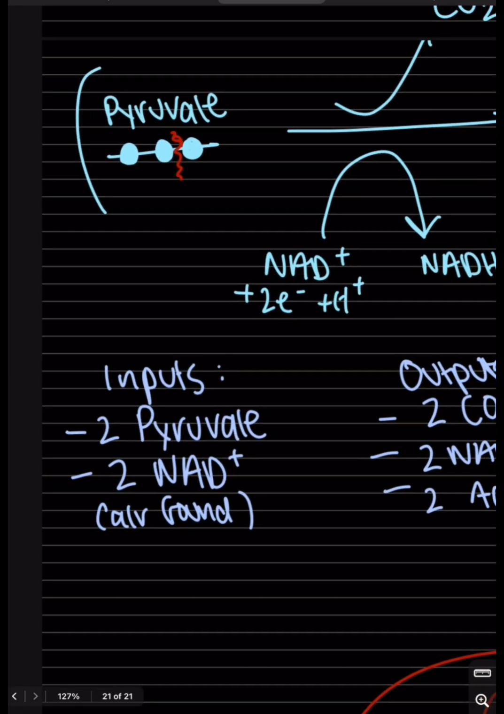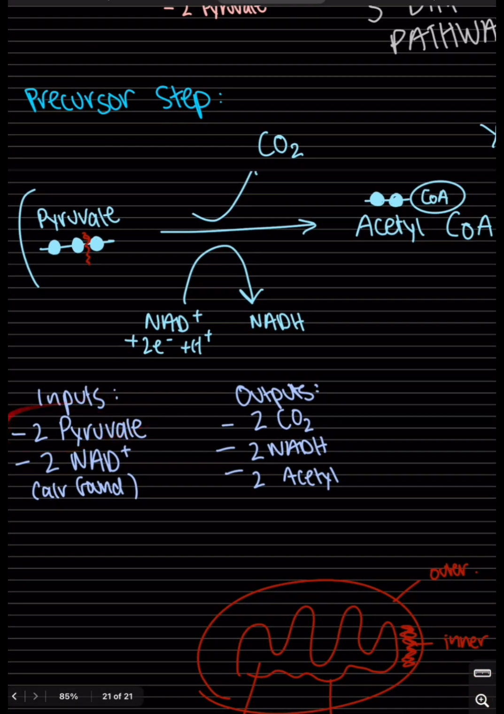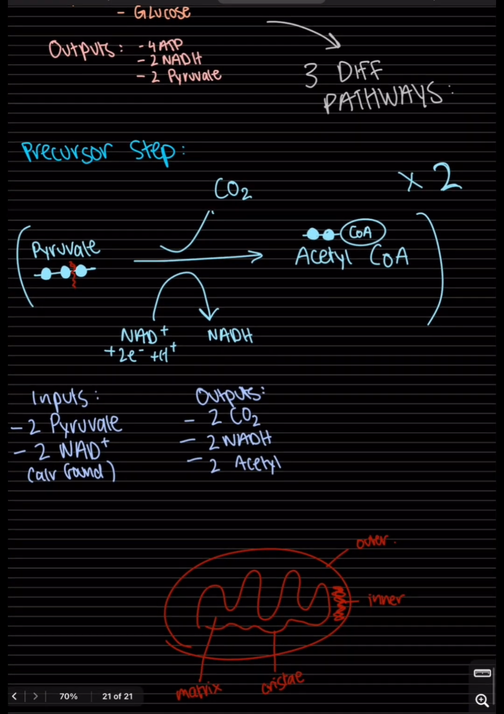And so our inputs in total would be just 2 pyruvate because this is happening twice, and 2 NAD plus, but NAD plus is already found. So if you were asked what are some of the inputs, excluding things that are already found in the area, it would just be 2 pyruvate, and our outputs would be 2 carbon dioxide because it's happening twice, 2 NADH, and then 2 acetyl coenzyme A. Yeah, that's pretty much all you have to know. This is a pretty easy one.